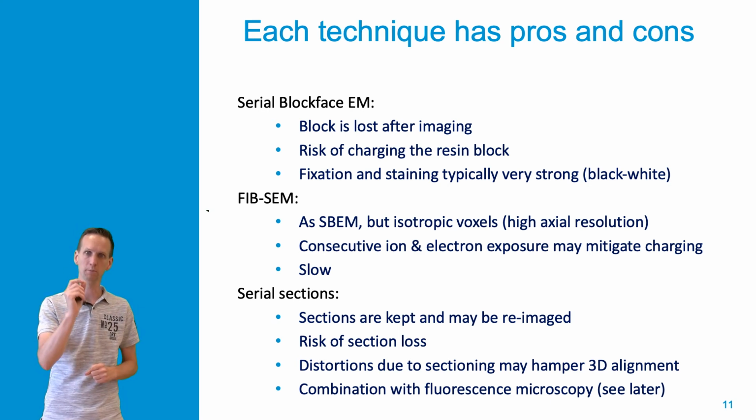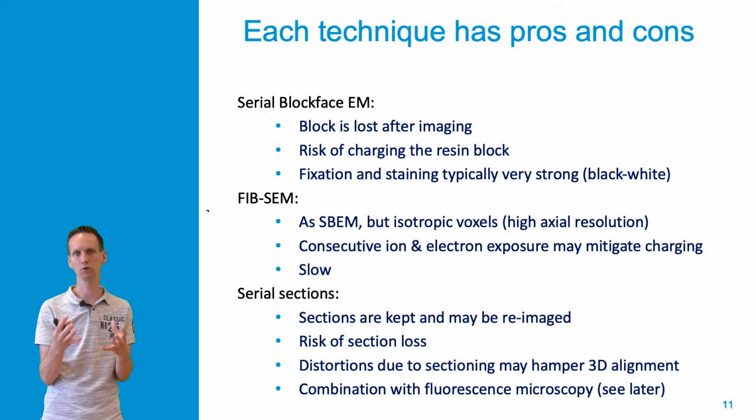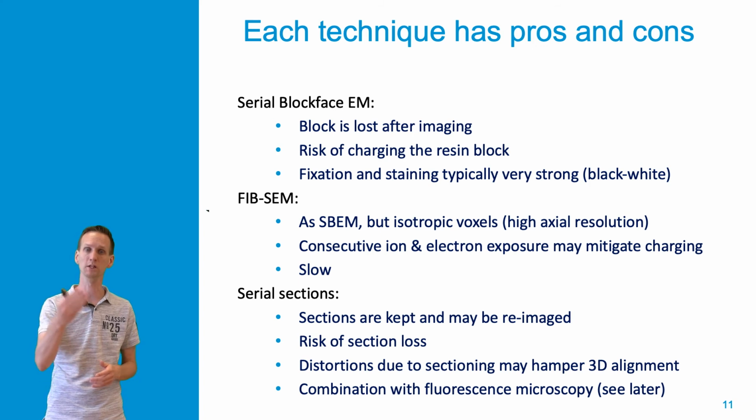We've also seen that in both approaches, there's the risk of charging the entire block. So it would be beneficial if we have some means of getting this charge away, and people have done attempts in this direction by flushing with nitrogen after each imaging step, which may mitigate the surface charging a little bit. Also, we have seen that the fixation and staining is typically very strong and may lead to a kind of black-white contrast in our images. Also, and particularly for the FIB-SEM, while an advantage is that we can do high-resolution 3D imaging, of course this means that the process for covering larger volumes becomes slower.